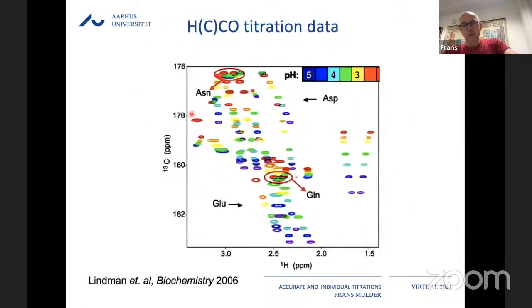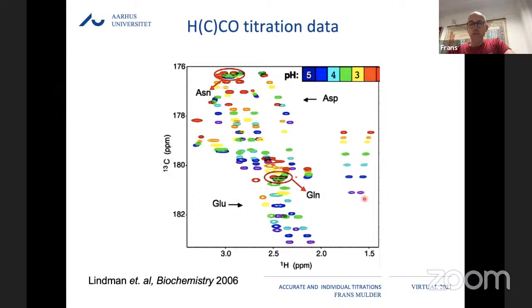So here's then an example of using this experiment, this HCCO NMR experiment during a titration. And you see here a number of pH values that have been colored differently. So it's the same spectrum as before. We start at high pH values, then we get one NMR spectrum, then we change the pH of our sample, we record the next two-dimensional spectrum, et cetera, et cetera.